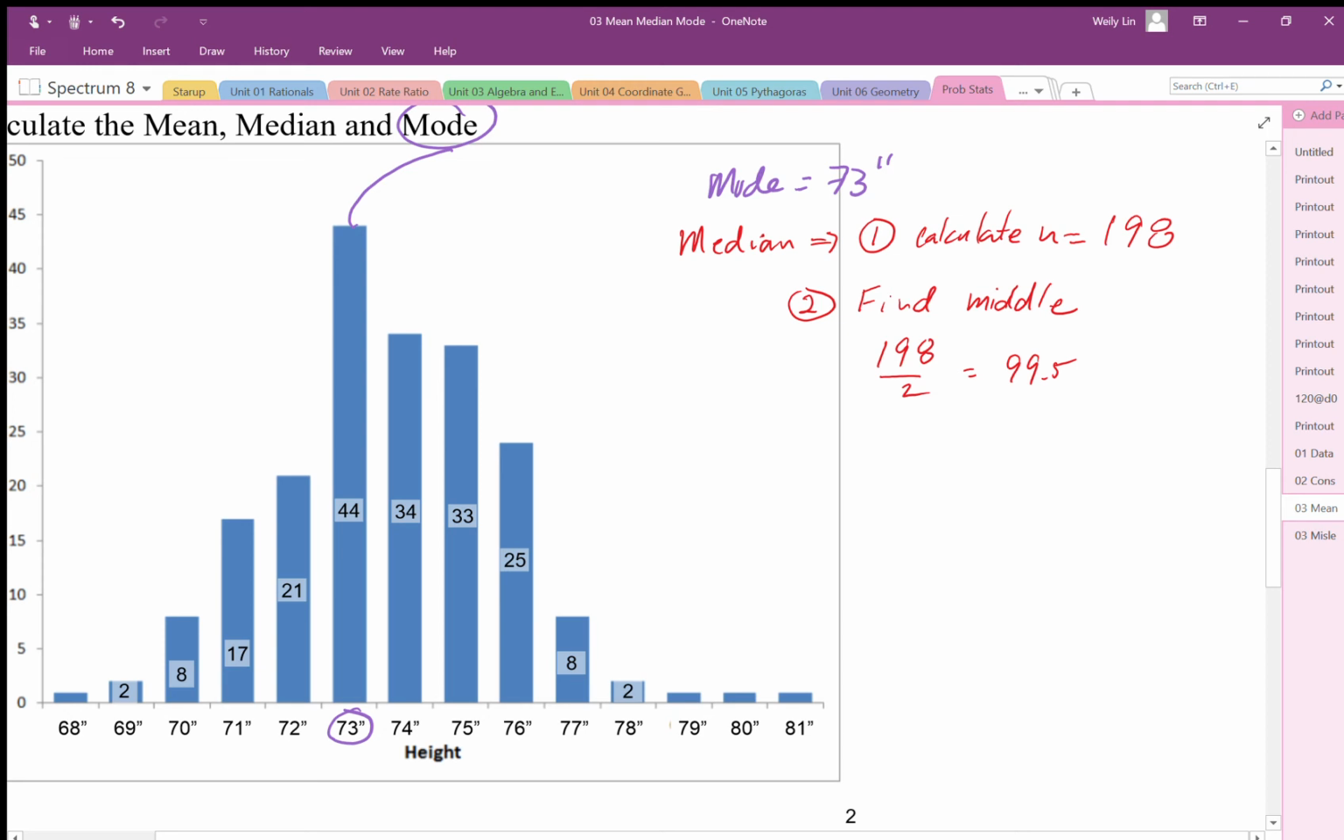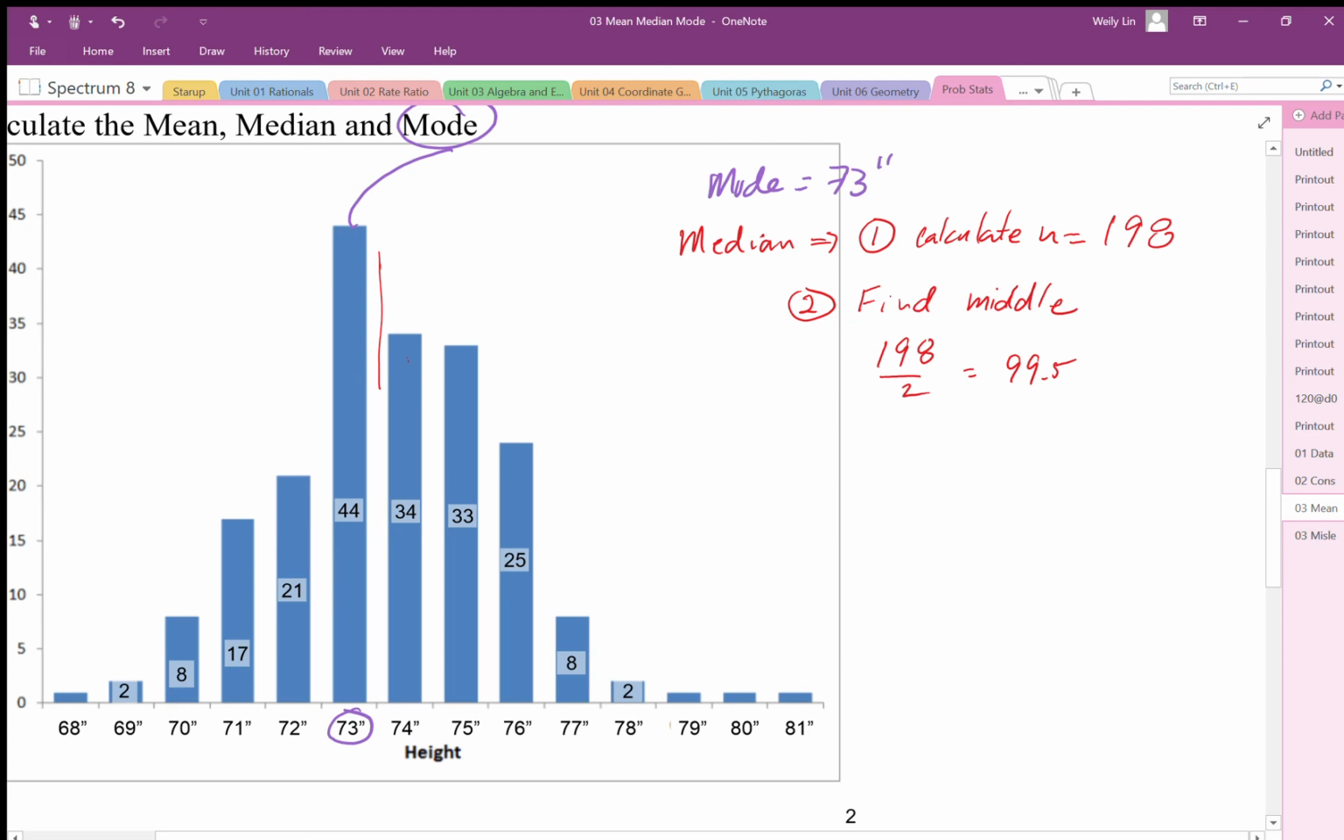So then I need to figure out where that is going to be. So I just add up again, I just add a cumulative. 1, 3, plus 8 is 11, plus 17 is 28, plus 21 is 49, plus 44 is going to be, what is that, 93. Okay, so 93 people up to here. That means my median is going to be found inside that next bar.